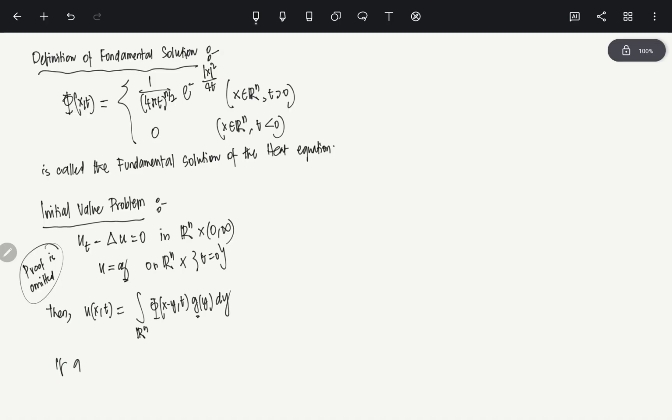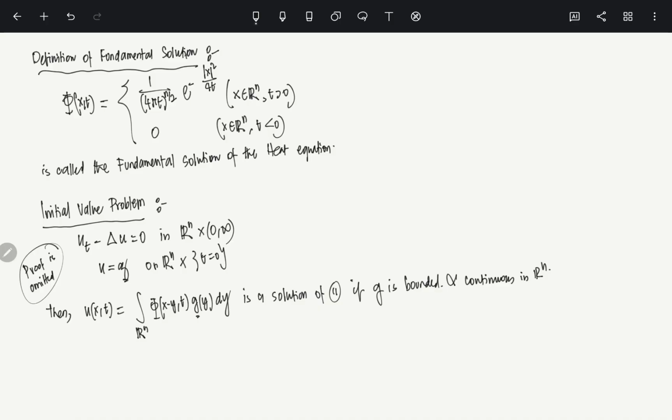If g is bounded, then this is a solution of problem 2. I hope this is clear. Provided g is bounded and continuous in R^n, with boundedness and continuity you can actually show that this is the solution. Again, I am not proving this in any way.